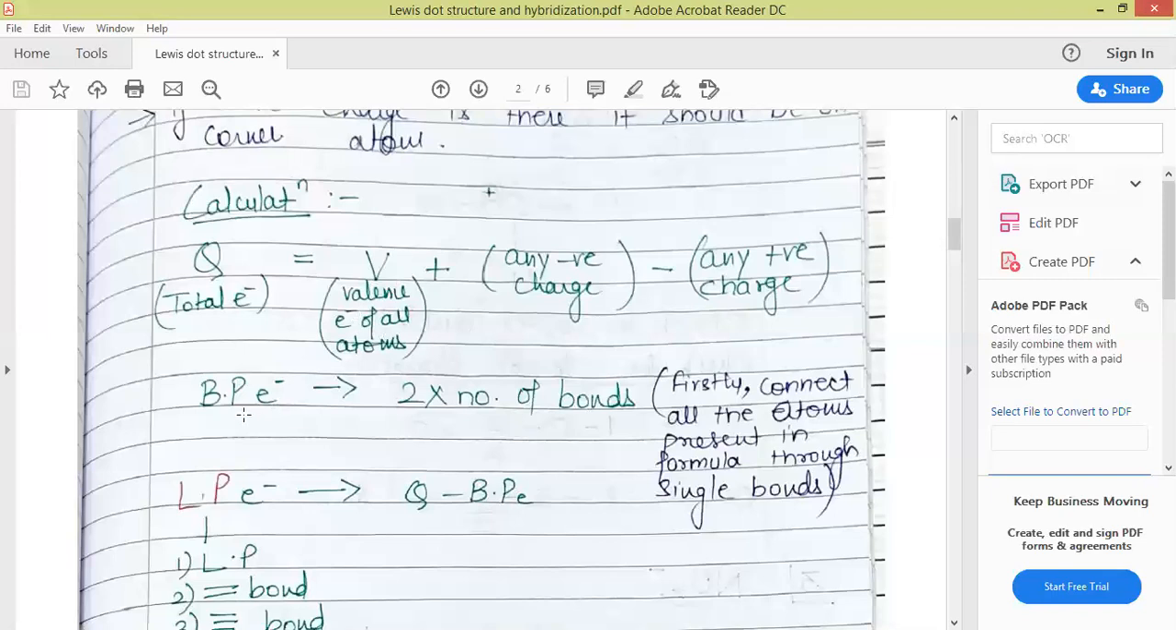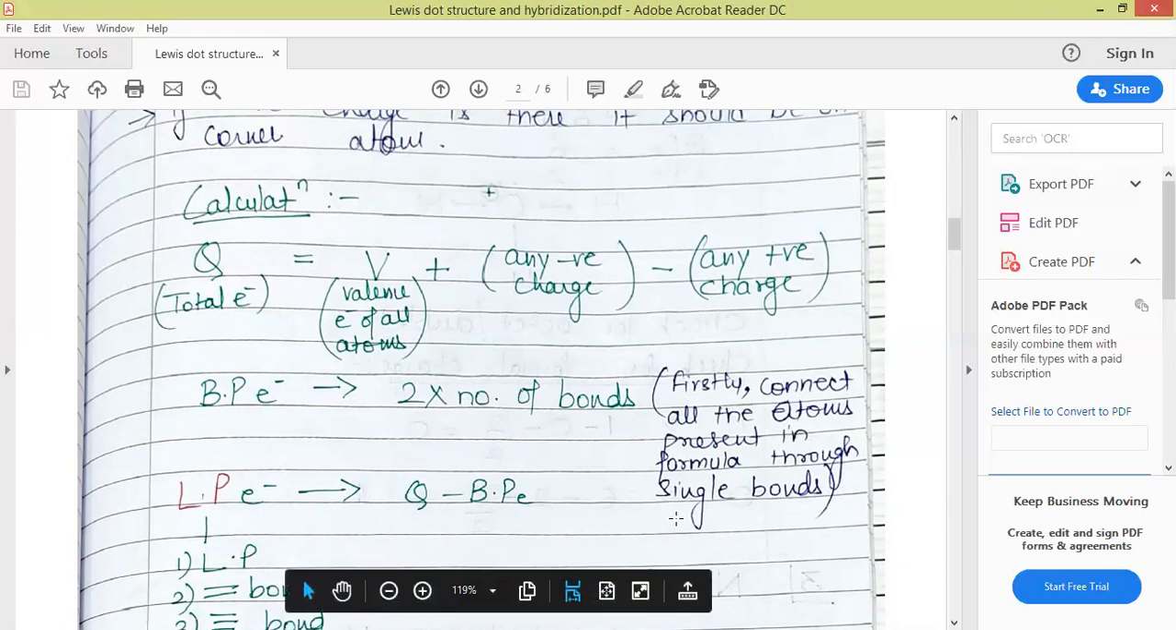Second, we'll calculate the bond pair electrons. For this, first we have to locate the central atom. Again we take the example of CO2, carbon dioxide. For the central atom, first priority is given to the atom that is least in number. So here carbon is the central atom. We draw the central atom and surround it with the corner atoms. There are 2 oxygens around carbon, and we make single bonds between the carbon and each oxygen.